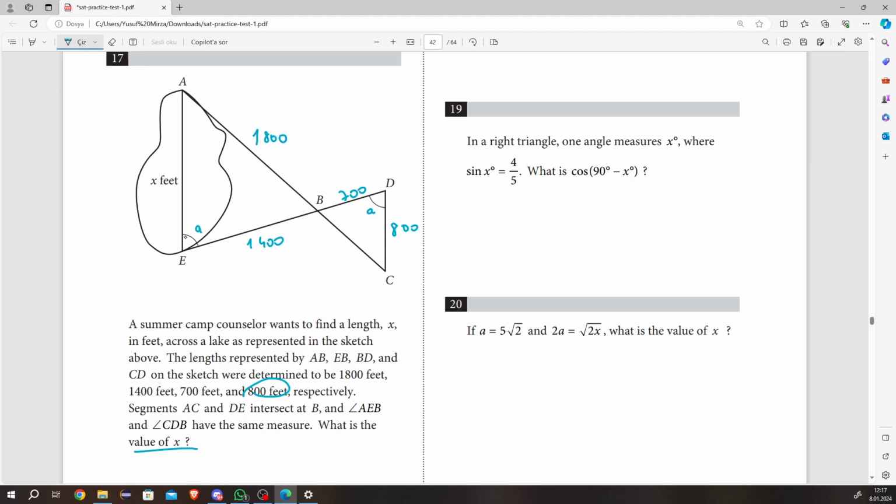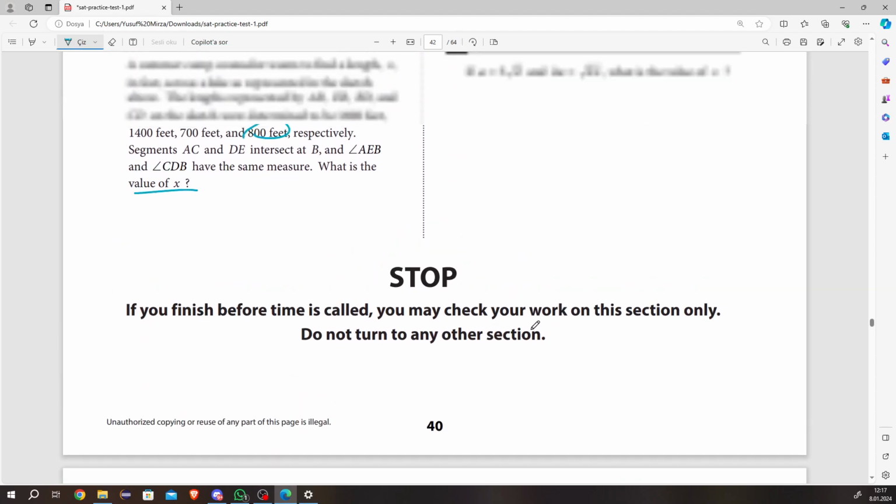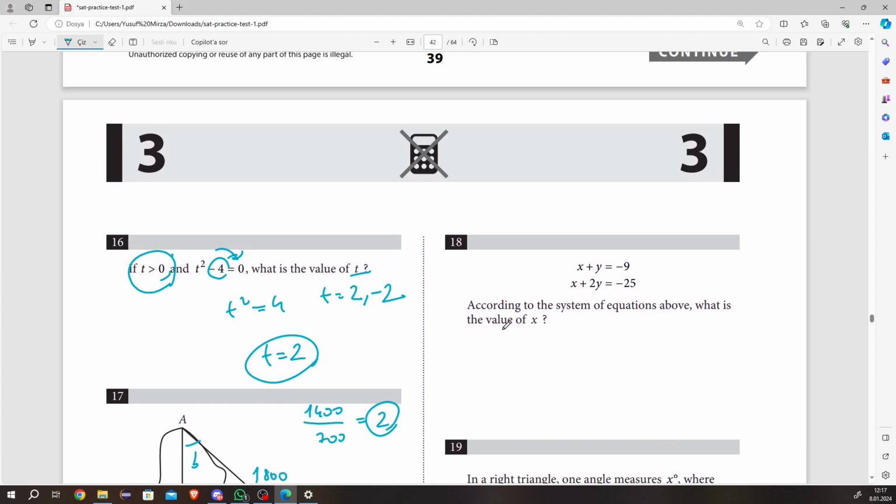If you say these are A and these are C and these are B, they are similar to each other. So if B has 1400 and this one is 700, it equals 2. So it's 2 times bigger than this, and C is 800 and this should be 1600 feet.